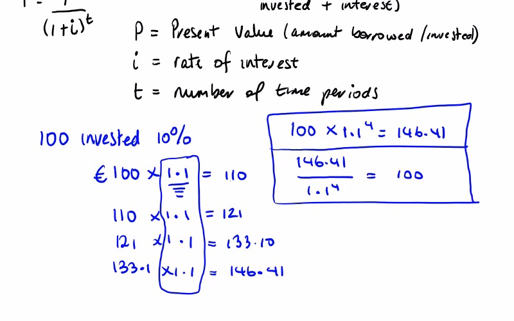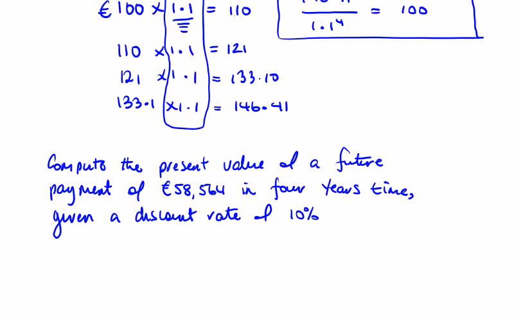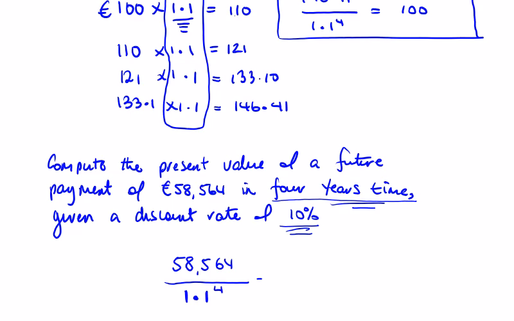If you don't want to get confused by the formula, learn this method of investing money or borrowing money and paying interest on it. The way these questions can be phrased are as follows. Compute the present value of a future payment of 58,564 in 4 years' time, given a discount rate of 10%. So based on what we've just done, all we need to do is divide 58,564 by 1 plus the interest rate, 10% is 0.1, to the power of t, which is 4. And if you type this into your calculator, it's going to give you around 40,000.